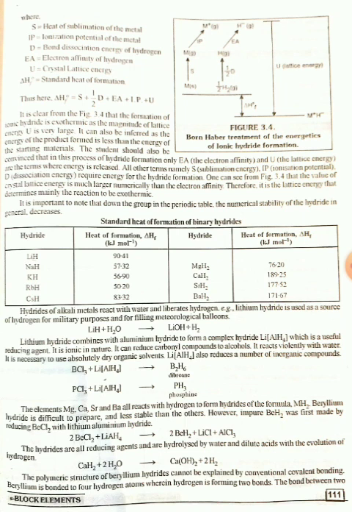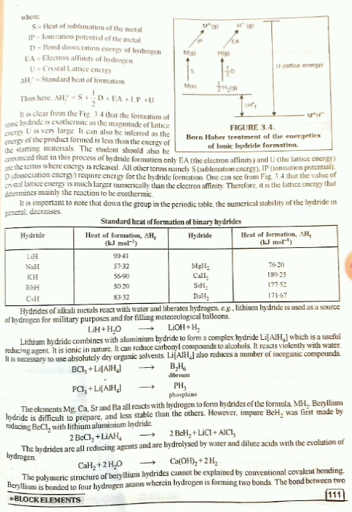Hydrides of alkali metals react with water and liberate hydrogen. For example, lithium hydride is used as a source of hydrogen for military purposes and for filling meteorological balloons. Lithium hydride combines with aluminium hydride to form a complex hydride, which is a useful reducing agent. It is ionic in nature. It can reduce carbonyl compounds to alcohols. It reacts violently with water. It is necessary to use absolutely dry organic solvents. AlH4 also reduces a number of inorganic compounds.